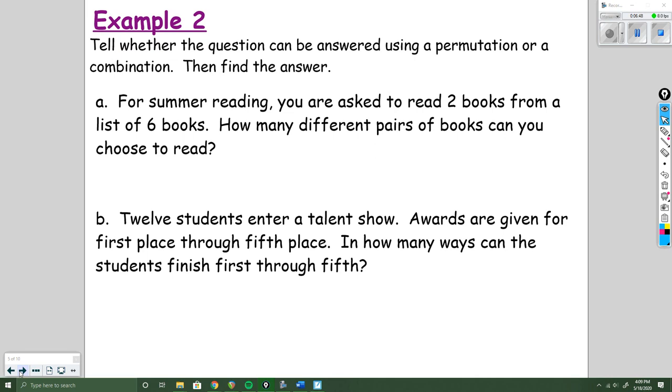All right, let's move on here. For summer reading, you're asked to read 2 books from a list of 6. How many different pairs of books can you choose to read? So first we have to evaluate, is this a combination or a permutation? It says pairs of books, so we have to look at the words carefully. How many different pairs of books can you choose to read? It doesn't say in what order you choose to read them. So I'm going to argue that in this case, order doesn't matter. It's just asking about which books you read. So this is a combination. That would be 6C2, and we would get 15.